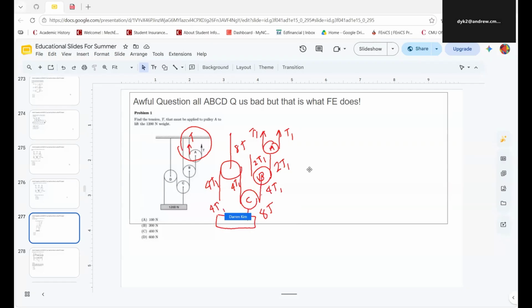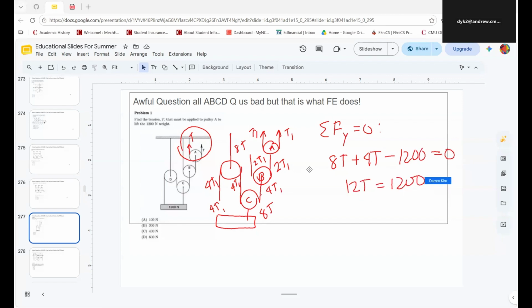So if you have a summation of Fy equals 0 at the bottom because it's still static, we have 8T plus 4T that's positive, and then that must be negative 1200 newtons equals 0. Therefore, 12T equals 1200, which you can guess is T equals 100 newtons.